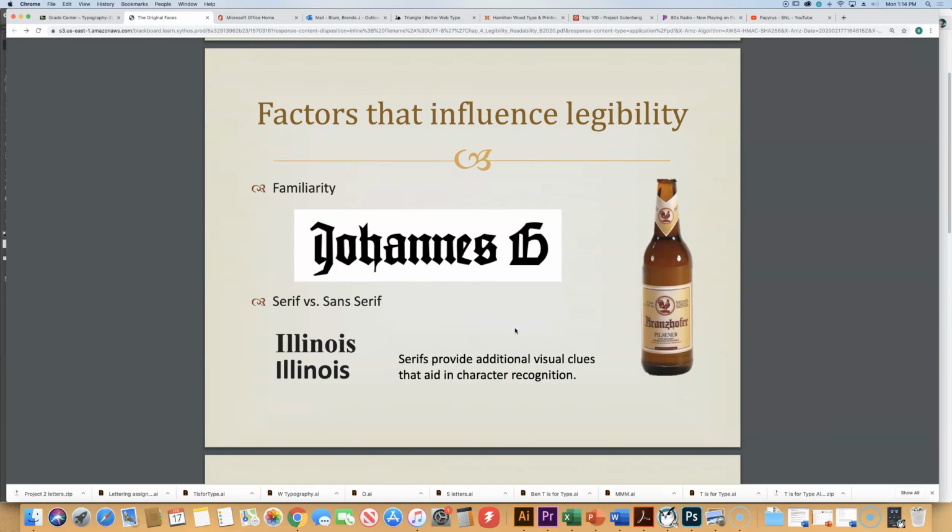So factors that influence legibility. Probably one of the most important ones is familiarity. We don't live in a world where everything we see is written in black letter type. So what's the first letter in that? What are some guesses? J? Question mark. It is a J, but the fact that you didn't know that, what does it look like on quick glance? We're more familiar with maybe a G, a lowercase g, looking like that, or who knows what.